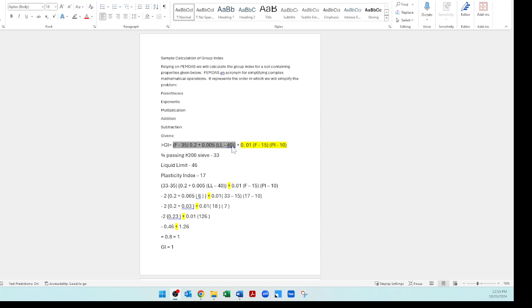So what we've got to do is follow that PEMDAS. The first thing we look for is parentheses. Well, let's just do it right here. I don't think it matters when, as long as we don't do this before we do parentheses. PEMDAS says do parentheses. So let's do that right here. The liquid limit in our case is 46. So 46 goes right here, as I think I have already done, maybe.